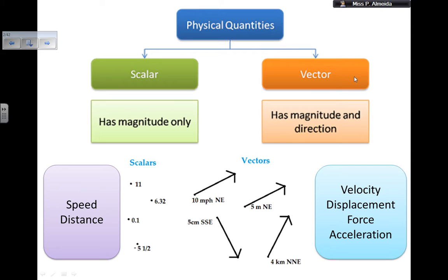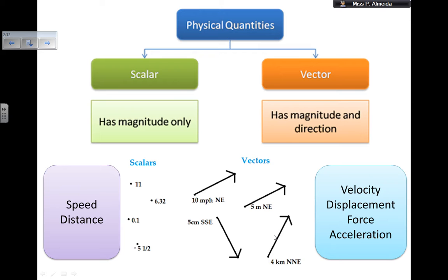I can also have vectors. Now vectors have a magnitude and a direction, so it means that it has a number and then it says where that number is going, okay? So for example, I have here several vectors, okay, and I'm saying the size of the vector plus the direction. So northeast, southeast, northwest, east, sorry. And examples of vectors are velocity, displacement, force, and acceleration. So a scalar has a number, a vector is the number with the direction, okay?